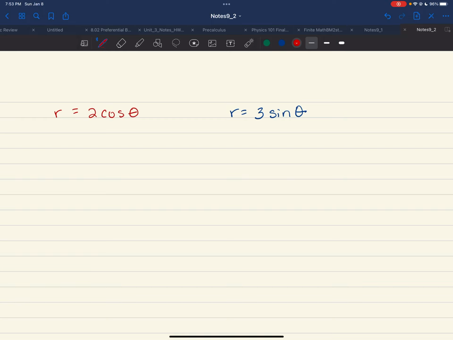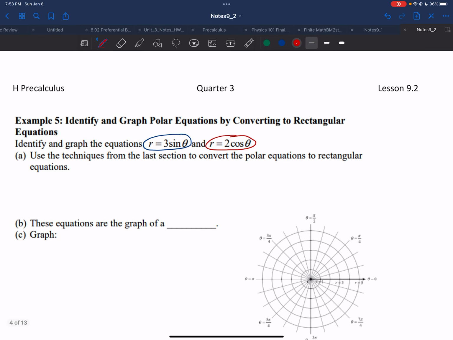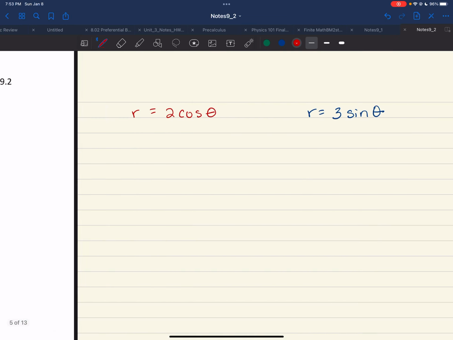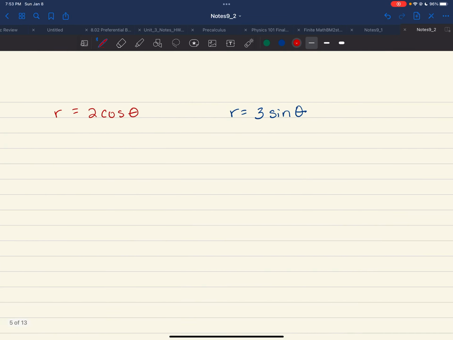All right. So the question says, use the techniques from the last section to convert the polar equations to rectangular equations. And these equations are the graph of a what, and then we have to graph it. Okay, so we have two of them here. So on the red one, I see that I have a trig function, so I'm going to automatically default to multiplying both sides by r. So I have r squared equals 2r cosine theta.